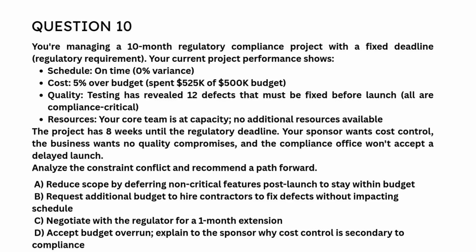A. Reduce scope by deferring non-critical features post-launch to stay within budget. B. Request additional budget to hire contractors to fix defects without impacting schedule. C. Negotiate with the regulator for a 1-month extension. D. Accept budget overrun. Explain to the sponsor why cost control is secondary to compliance.